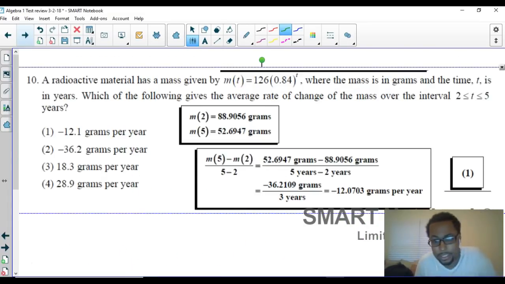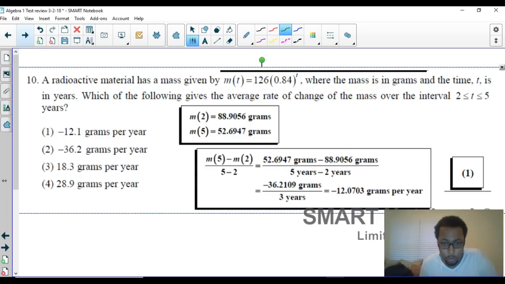Question number 10. This is actually a Regents question. If I think back to it, this is pretty similar to a Regents question they gave a couple years ago. This does involve several steps, so just follow along. A radioactive material has a mass given by m of t equals 126 times 0.84 to the t power, where the mass is in grams and the time t is in years. It says, which of the following gives the average rate of change of the mass over the interval 2 less than or equal to t, which is less than or equal to 5 years?